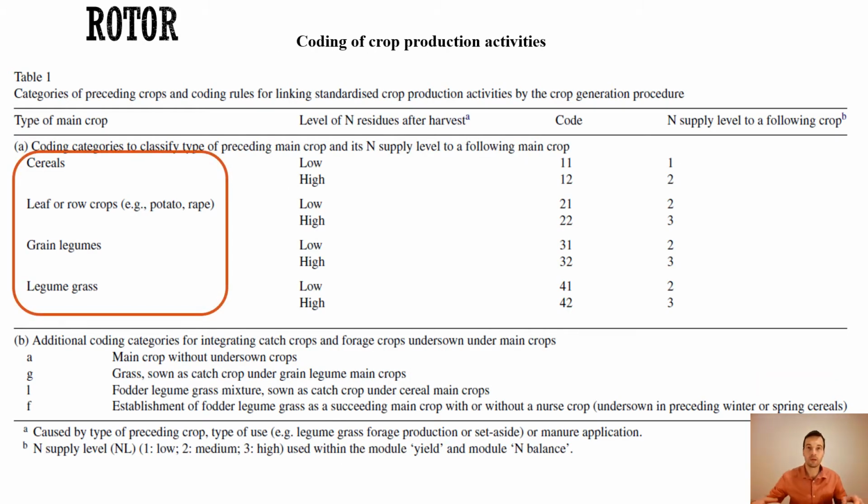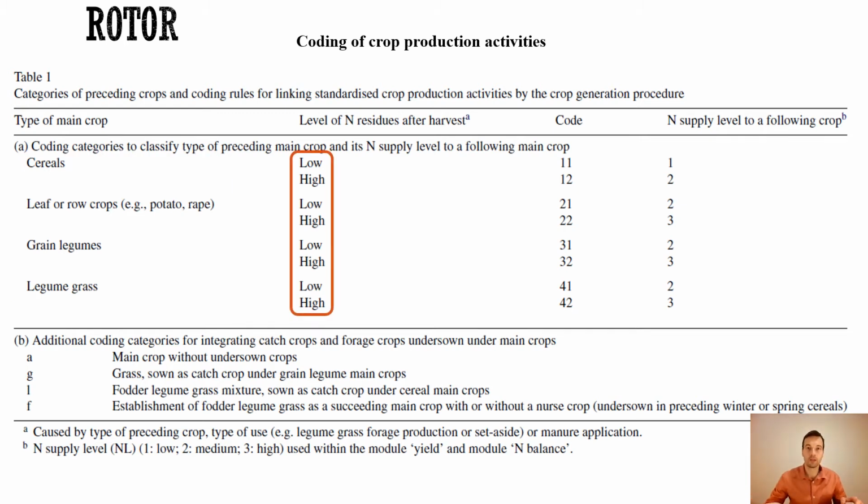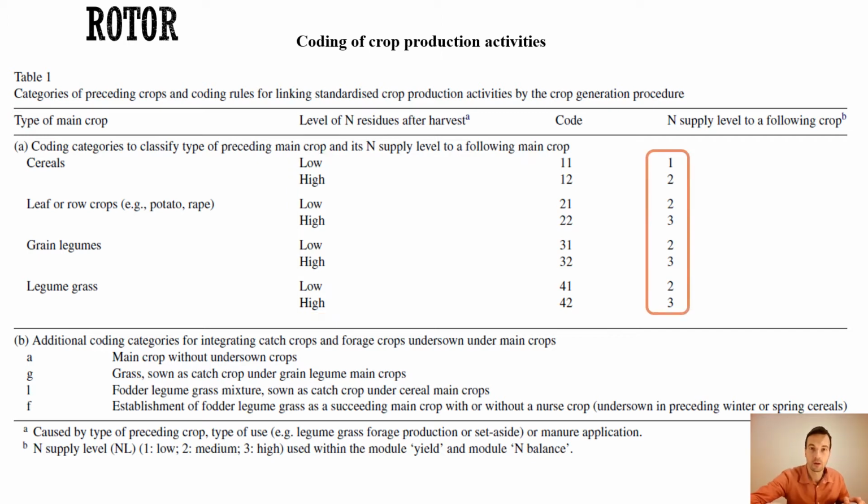Crops are classified into 4 groups. The level of nitrogen residues after harvest is classified as either high or low within each crop group, depending on the type of preceding crop, type of use, which is forage or set aside, and manure application. Amount of nitrogen supply for the following crop is classified into 3 discrete classes: low, medium, or high.